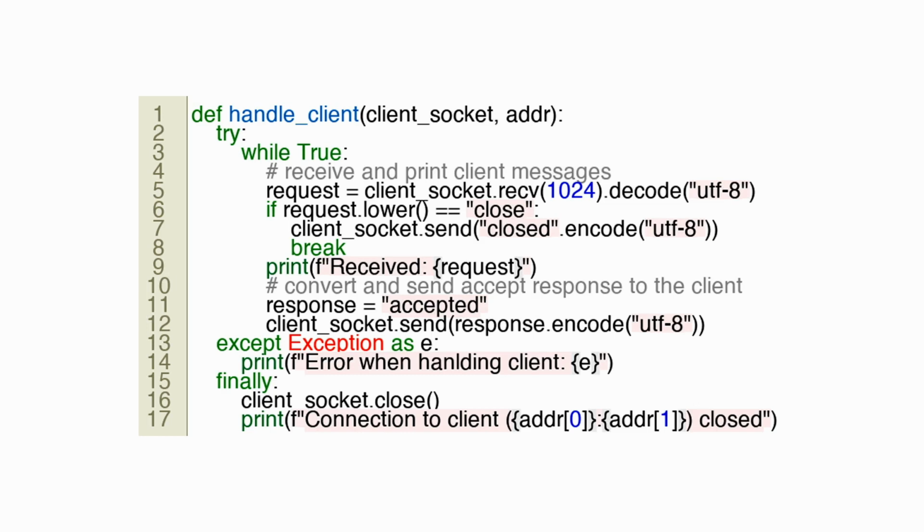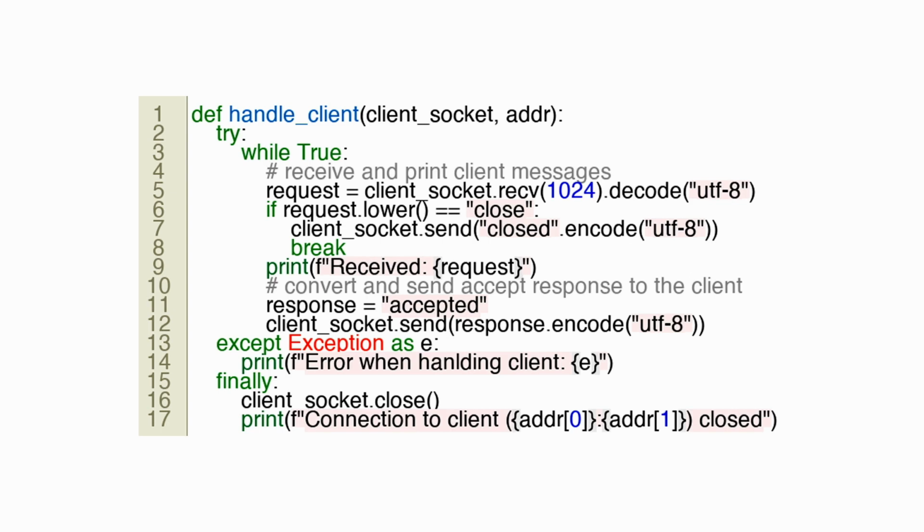One way to create a client handling function that runs in a separate thread is to define a function called handle_client above the run server function. This function will run in a separate thread for each client's connection and will take the client's socket object and address tuple as arguments.